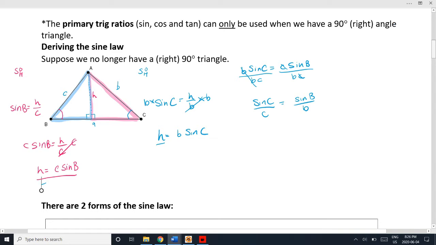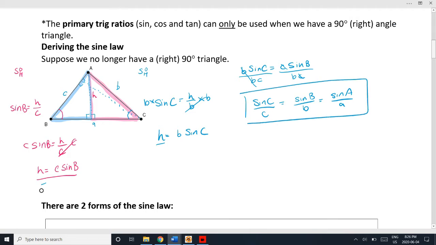And if we do this whole process again, and we draw another H from A to B to C, and we do this whole thing again, we get our two different right triangles here. We're going to get sine of angle A over side A is equal to sine angle B over side B is equal to sine angle C over side C. And so this is what we call our sine law.